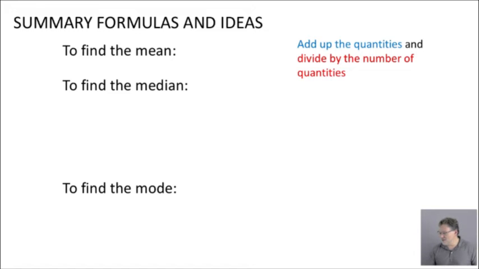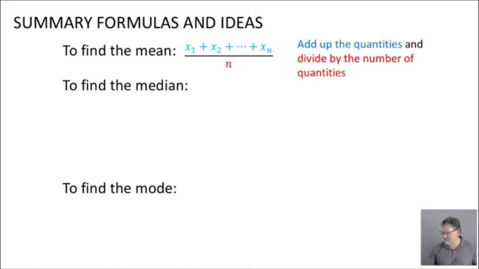I've got a nice little formula there where you add up all of the data values on top from 1 to n, n being the number of numbers that you're working with, and you divide that by the number of numbers. That's n on the bottom. So using the same colors, I've got add up the quantities on top and divide by the number of quantities on the bottom.